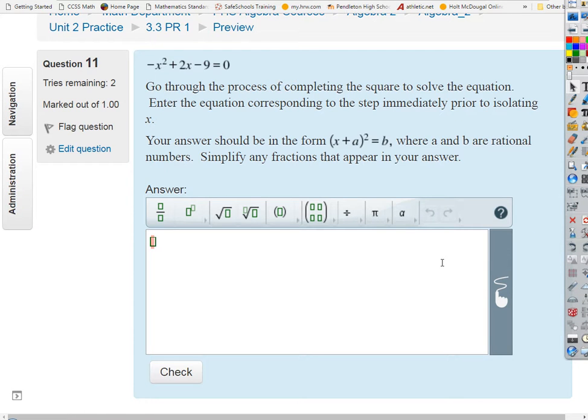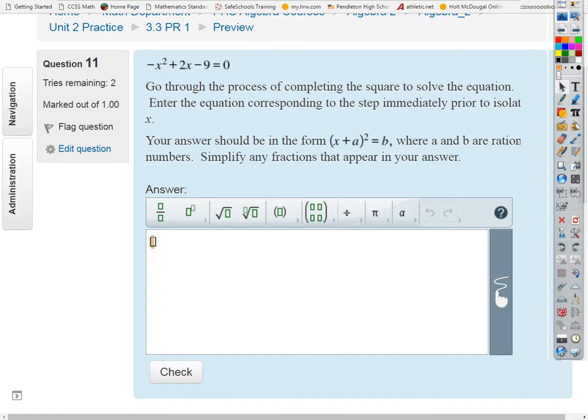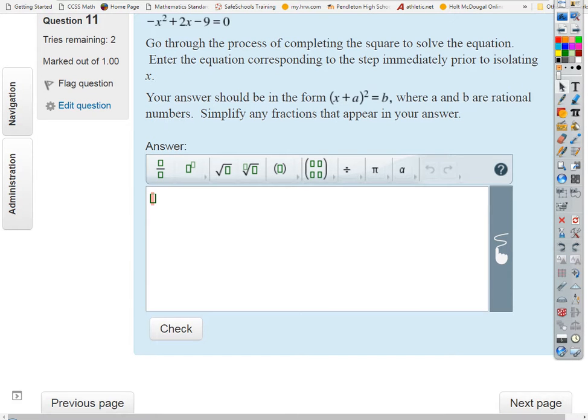Okay, so what about this guy? How about if we just do the work on this one right here? So for this one, we start off with the equation negative x squared plus 2x minus 9 equals 0.